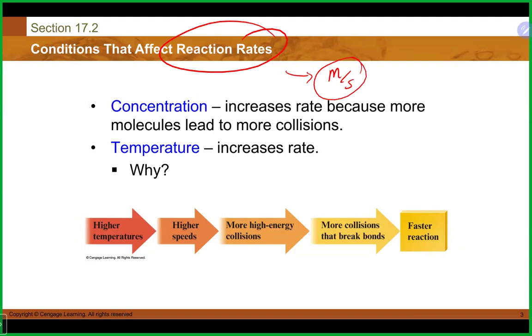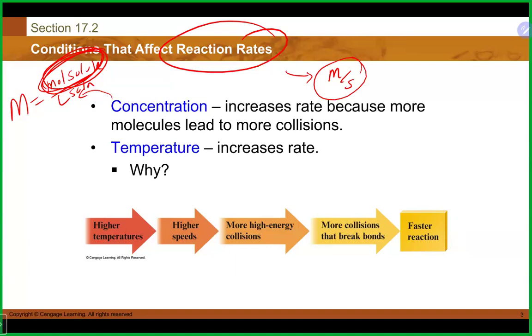Things that can affect reaction rates are things like concentration. Increasing the concentration of what's reacting can increase the rate of a reaction. If you think about concentration, you think about molarity, a very common unit of concentration, moles of solute per liter of solution. When we increase the molarity, we put a lot more solute molecules in the solution. And in a solution, that solute is what's reacting. Remember, a solution is two things, the solute and the solvent, and the solute is really what's reacting.